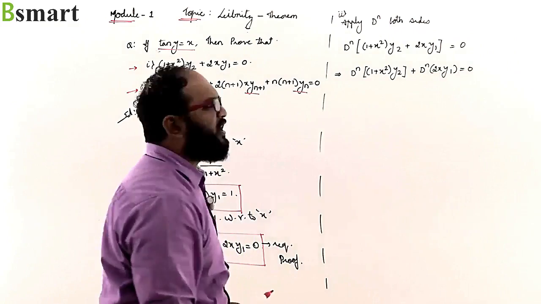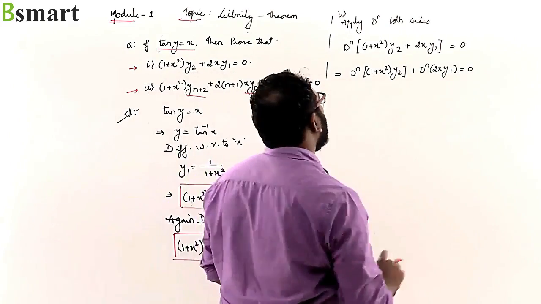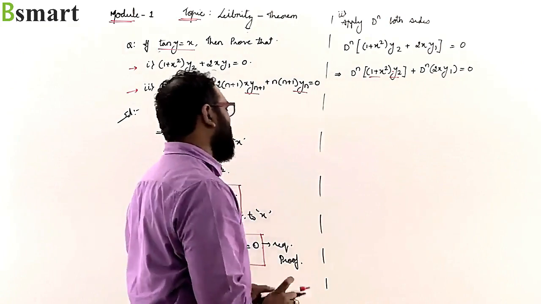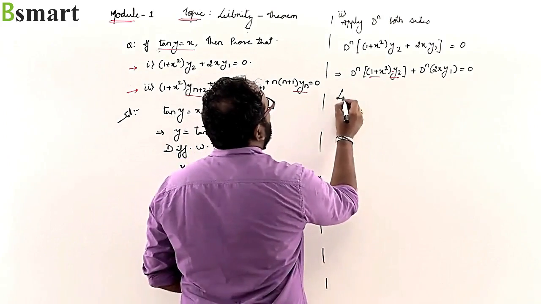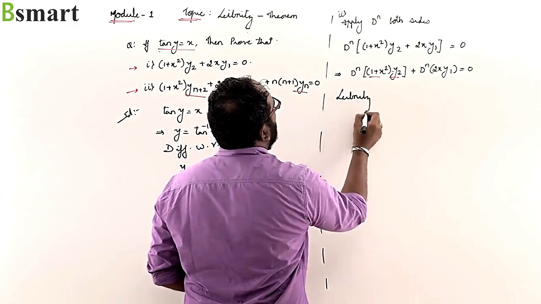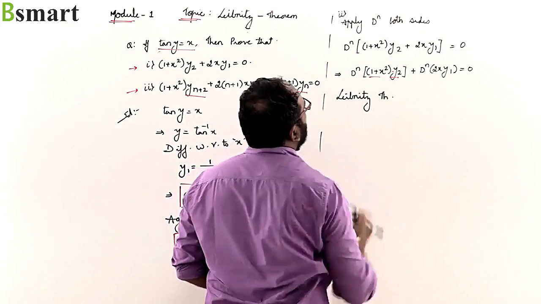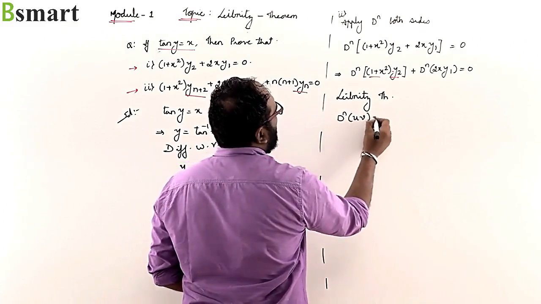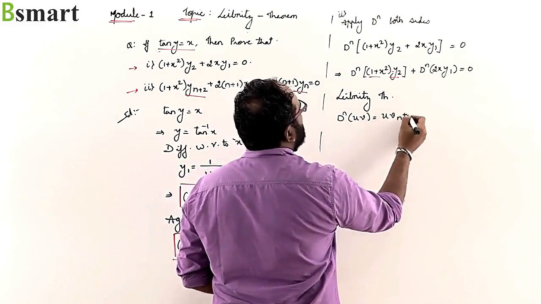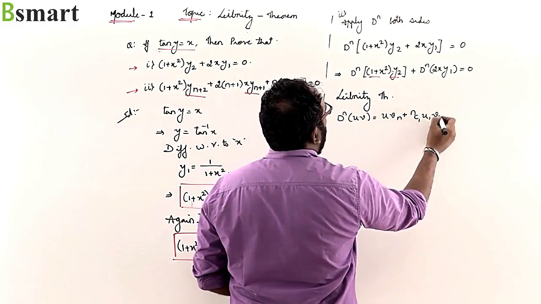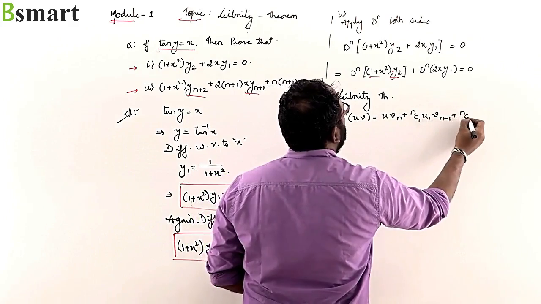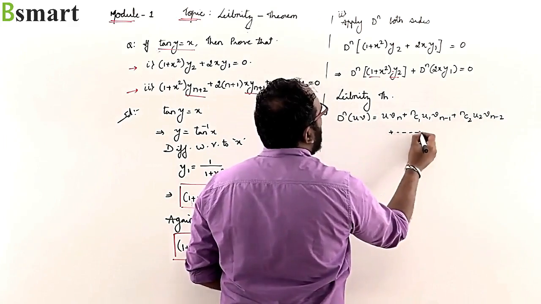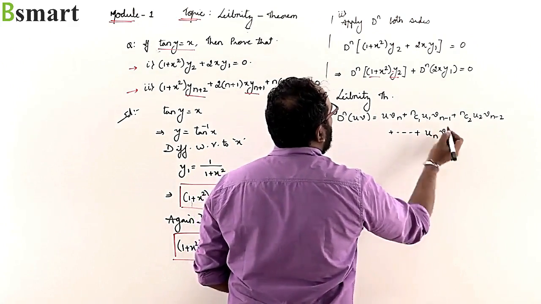Now as we are finding out the nth order derivative, and here we have a product of two functions, then we'll be applying the Leibniz theorem. So the Leibniz theorem is given by d to the power n of uv is equal to u vn plus nc1 into u1 vn minus 1 plus nc2 u2 into vn minus 2 plus so on, plus un into v.